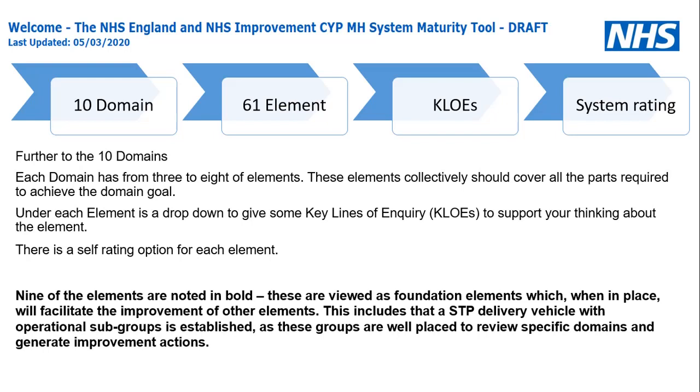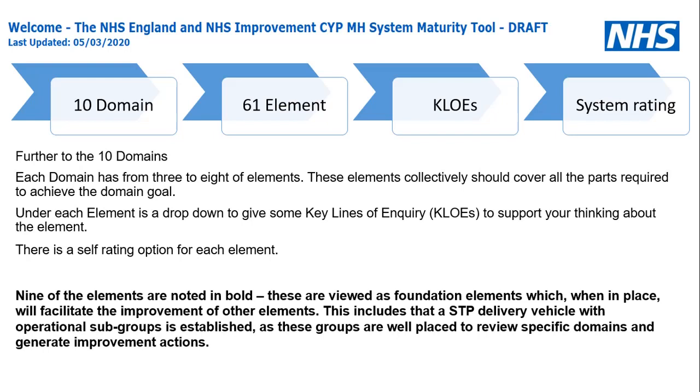Then under each of the elements there is a drop down which gives key lines of inquiry. And these questions are really there to support your thinking about the element. And they're written in very positive language. So if you recognise you've not got something in place, that may indicate an improvement activity you could take forward. And lastly, there's a self-rating option for each of the elements so that then you can get an overall picture within this framework of where your improvement needs most lie and where you're more successful.